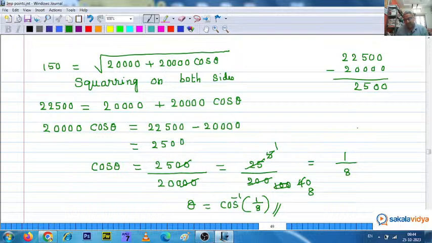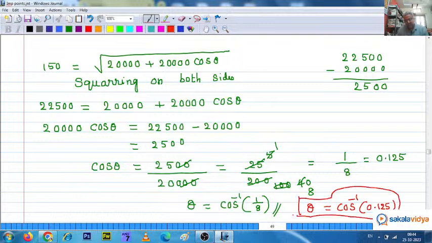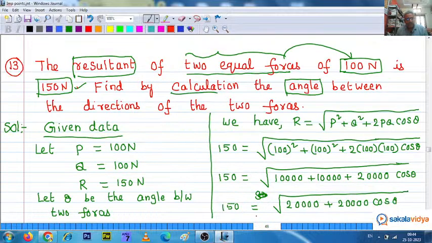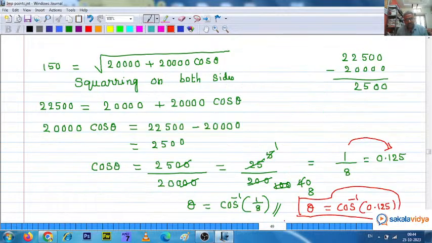Otherwise, the same 1 by 8 is equivalent to 0.125 also. Sometimes the same theta may be written as cos inverse of 0.125. This is also one of the answers. If you wish, in terms of decimal also we can write it. 1 by 8 can be expressed as 0.125. I hope it's very clear, right? So this is 13th problem.